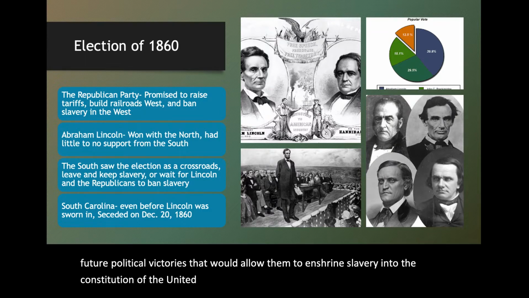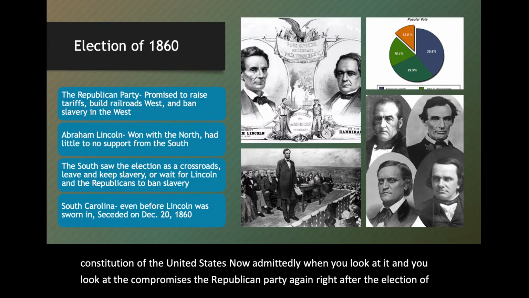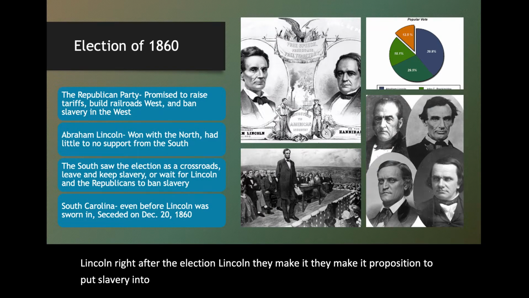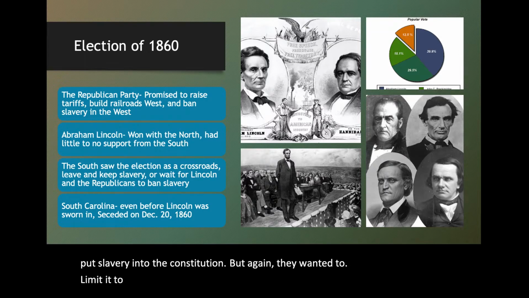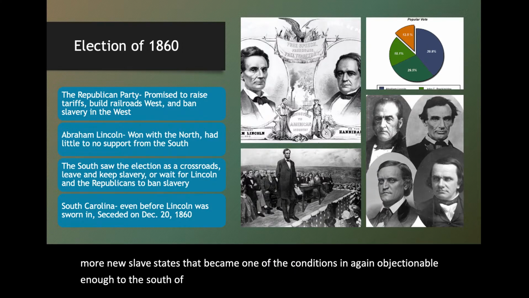Now, admittedly, when you look at the compromises, the Republican Party, right after the election of Lincoln, made a proposition to put slavery into the Constitution, but again, they wanted to limit it to just the southern states that had it currently. They refused to allow any more new slave states. That became one of the conditions, and again, it was objectionable enough to the South that the South desired to leave.